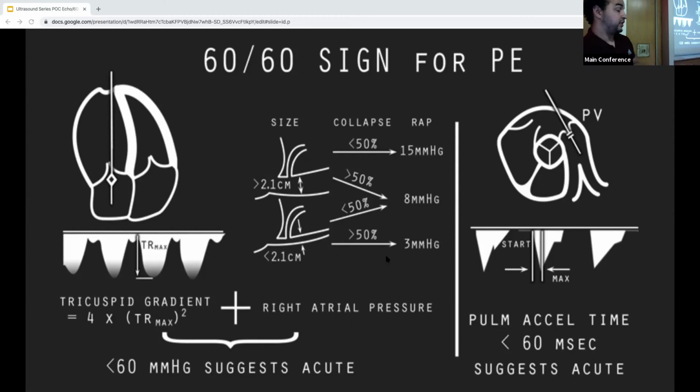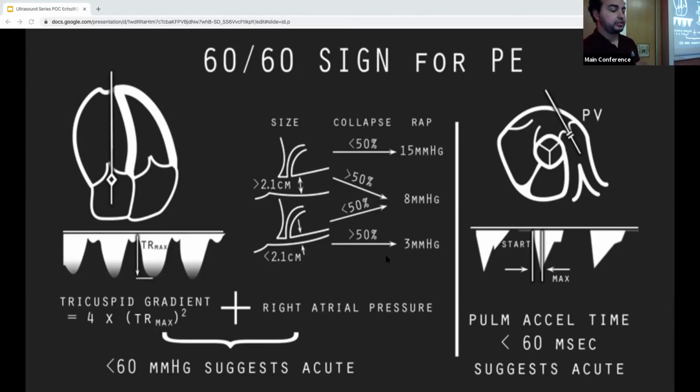So one measurement that you do want to get is your right ventricular systolic pressure, which is the left side of the screen, and I'll go into how to measure that. Also, I don't really understand the pathophysiology too much, but your pulmonary acceleration times will be increased in chronic processes due to changes in vascular compliance. So if you had an acute PE, your pulmonary acceleration time should be less than 60.